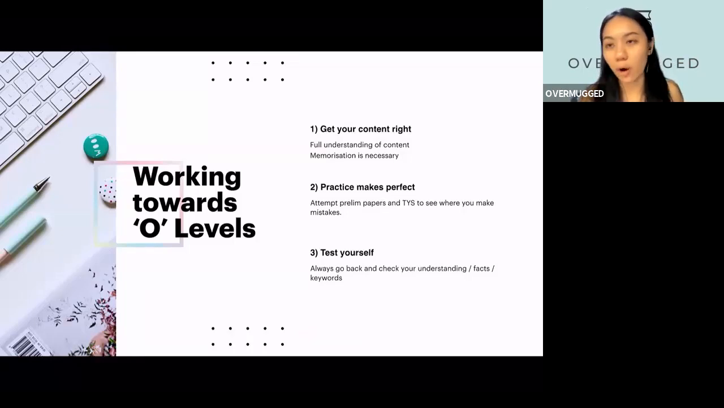But certain questions, very obvious. Some keywords are just unavoidable. If you miss it out, maybe you're just not familiar enough. Yeah. So this is what you can do working towards O level. I really appreciate all of you who are here on a Thursday night. No one asked you to be here, which means that you really want to practice and really want to learn.